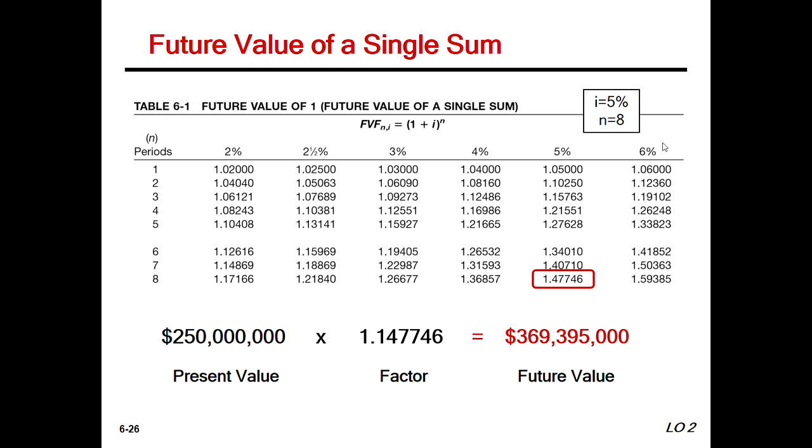Okay, so that is how the future value of a single sum works. We're going to move on to the present value of a single sum, where we're going to use the present value table.